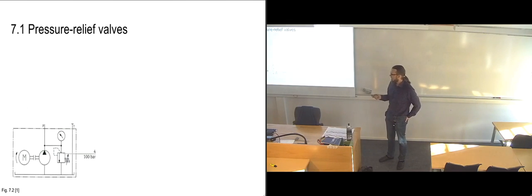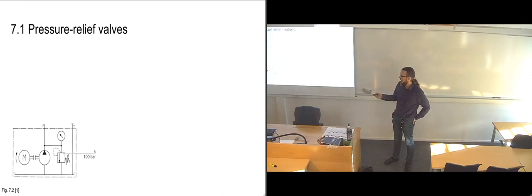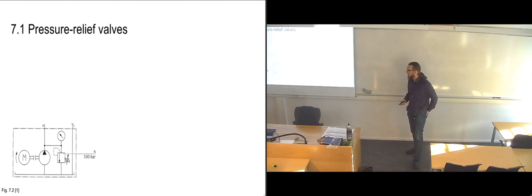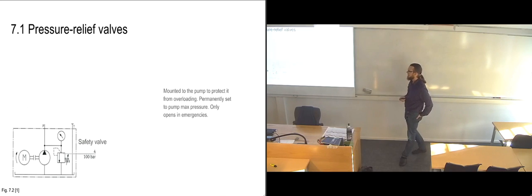So this is an example of a system. What we have down here is basically the hydraulic power supply unit. That's why it's put inside this box here with the slash dot line. We have the pump in the middle. We have a motor running the pump. We have a pressure gauge telling us what pressure we're at. And then we have a safety valve placed in here. It's mounted directly after the pump so that we can regulate the maximum pressure that the pump is delivering.